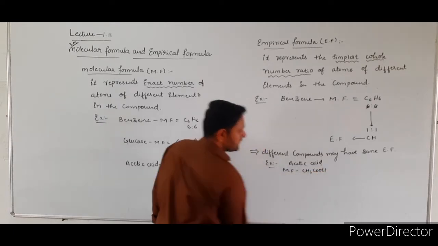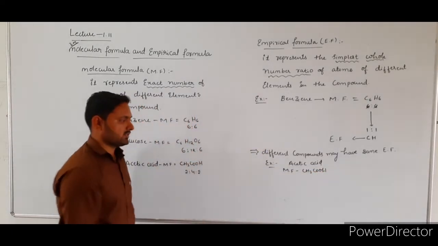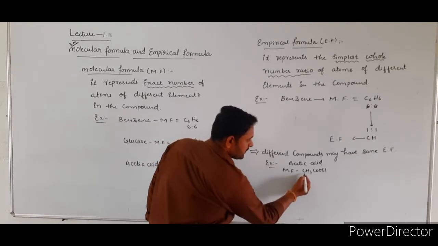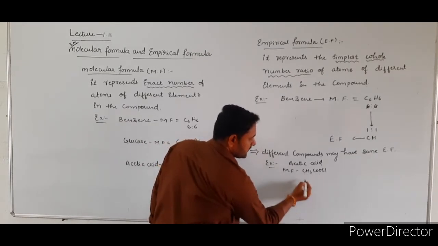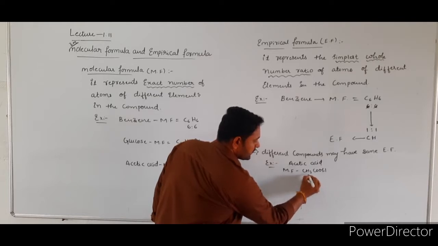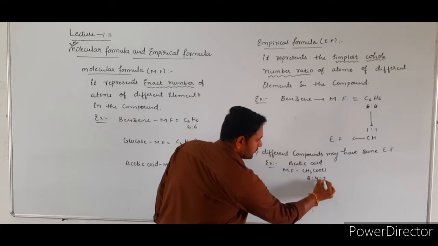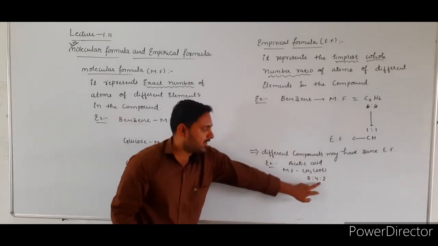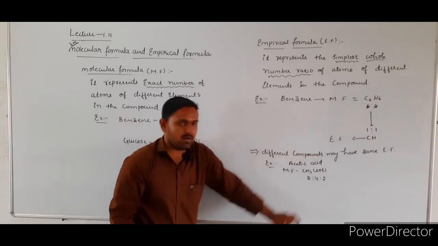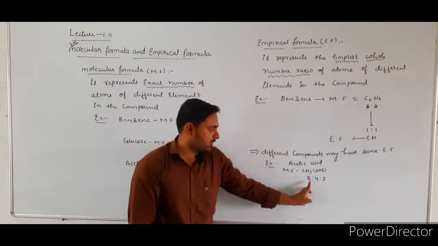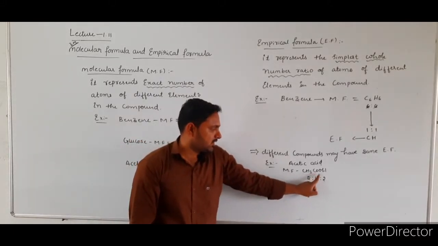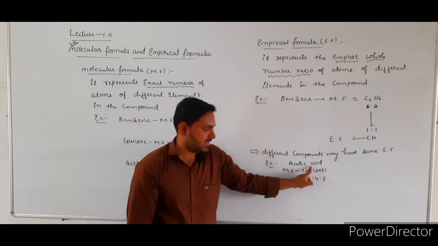CH3COOH, right? Now, what is the ratio of carbon, hydrogen and oxygen? How many carbon atoms are there? There are 2. How many hydrogen atoms are there? 4. How many oxygen atoms are there? 2. This is the exact ratio of carbon, hydrogen and oxygen in acetic acid.